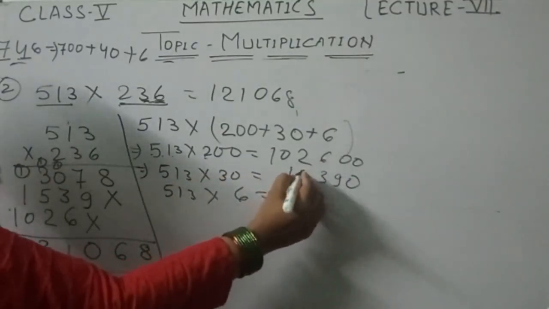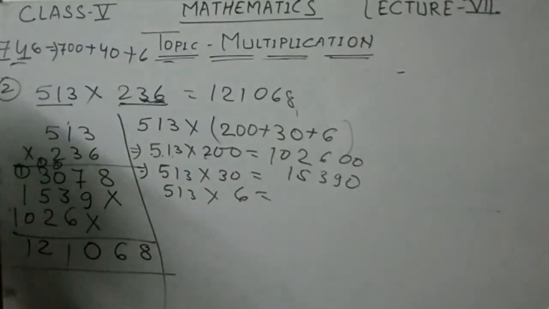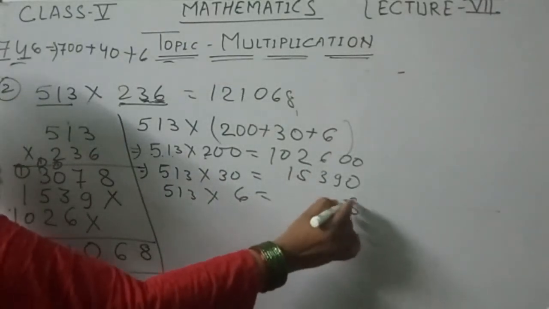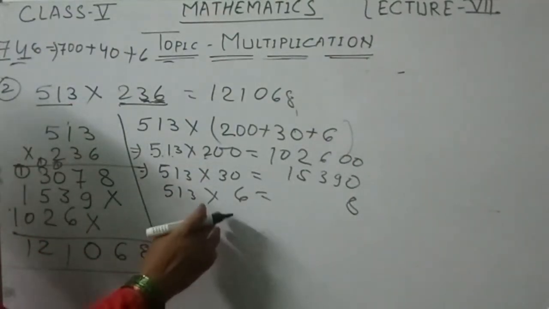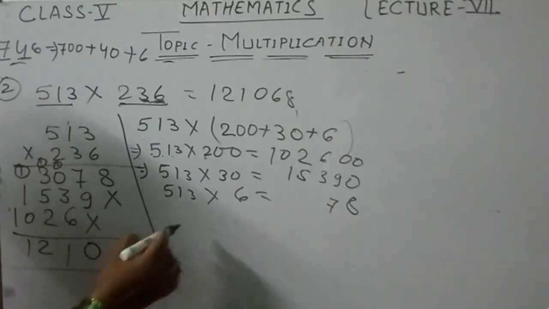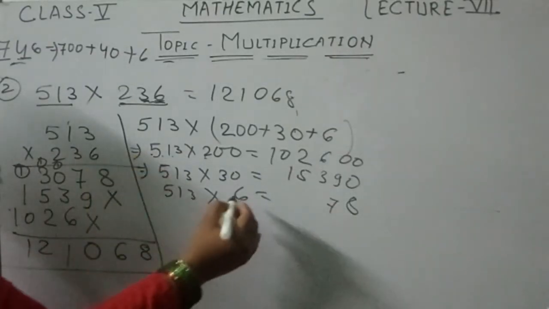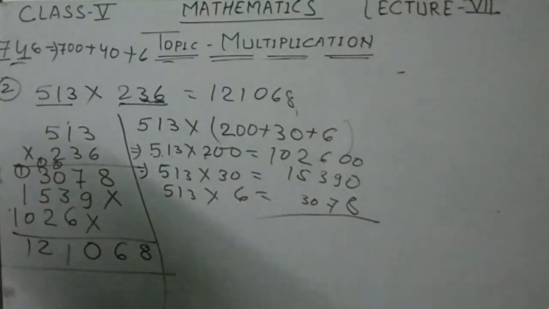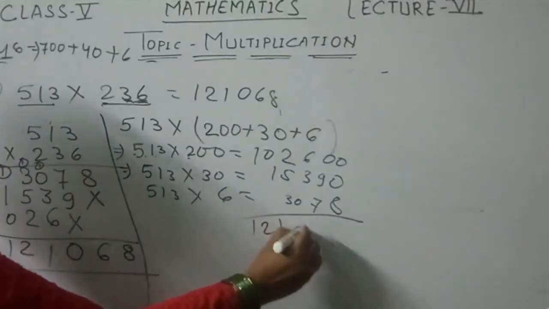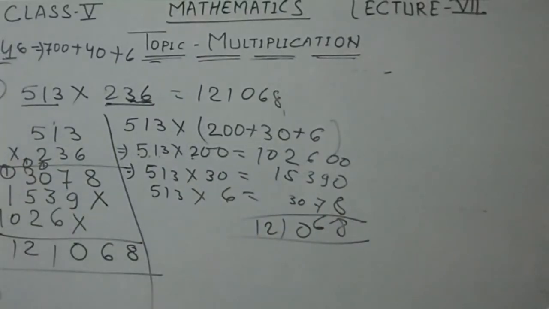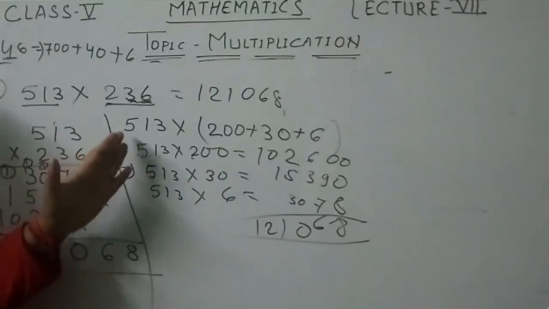Next here, 6 3s are 18. Okay. Then 6 1s are 6, plus 1, 7, and then 6 5s are 30. If you add all the numbers together, it will be 121068. Means these are the ways you have to multiply the number simply, and after that the expanded form also you have to write, the expanded form, and multiply the number.